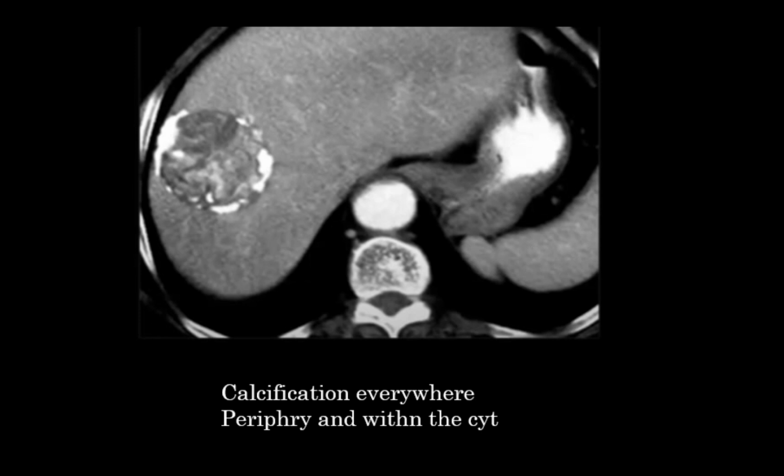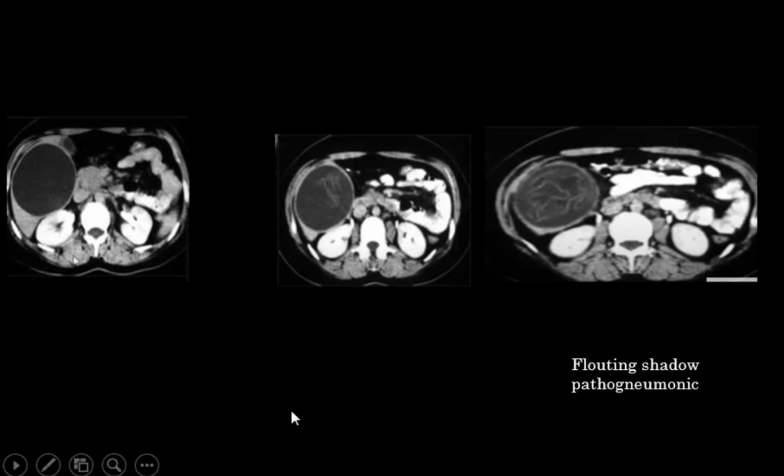Is it necessary to wait that long? Sometimes we can diagnose it early, but if you see something very dense, calcified in a patient with known history of hydatid cyst, it's a dead cyst, it's collapsed, it's calcified. Leave it. So calcification rules out a living cyst. Exactly. Here you see the floating membranes. This is pathognomonic for hydatid cyst.